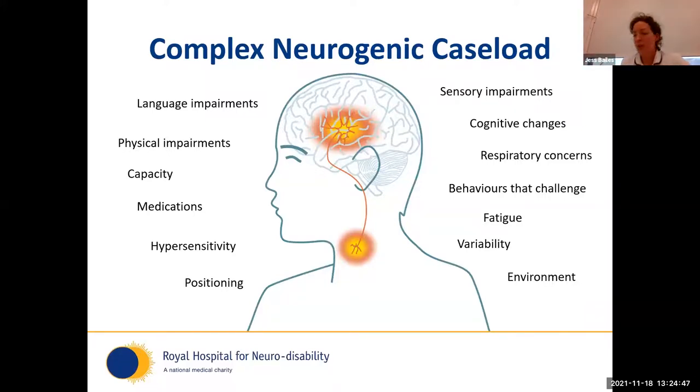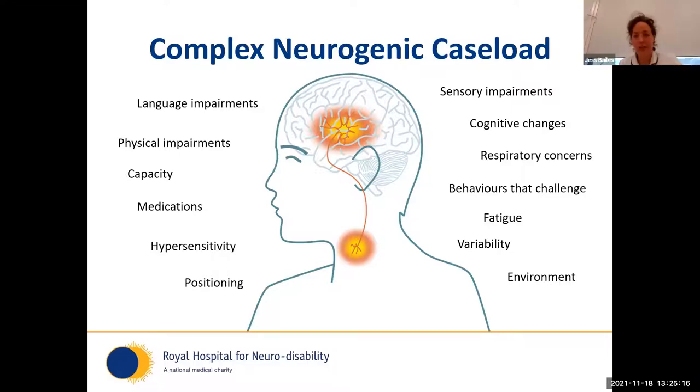So we know that instrumental assessments are really key in being able to help diagnose and manage dysphagia. However, we also recognise that the complex neurogenic caseload is really difficult and very challenging. Assessment of swallow is rarely straightforward, we find. There are multiple factors in our ability to complete assessments and things that we need to take into account to make them as successful as possible.